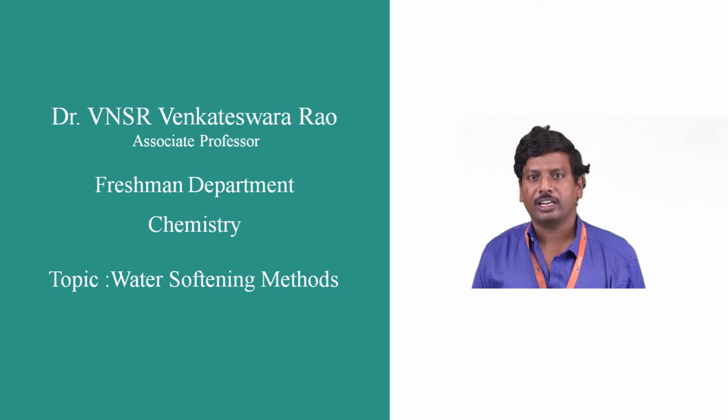So today I would like to give the topic on water softening methods. First of all, what is the meaning of softening? Softening means to remove the impurities, that means dissolved impurities, from the sample of water. That is nothing but to remove the permanent hardness of water. So it is called water softening methods.